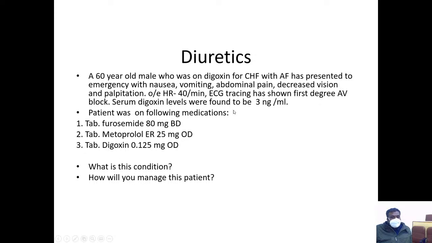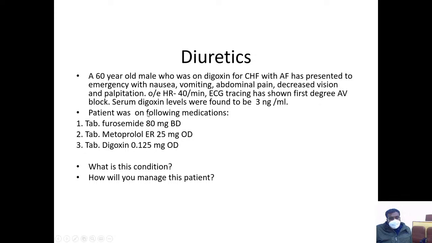Serum digoxin levels are found to be 3 nanogram per ml. Patient was on the following medications: tablet furosemide 80 mg BD, tablet metoprolol extended release 25 mg OD, tablet digoxin 0.125 mg OD. So what is this condition?